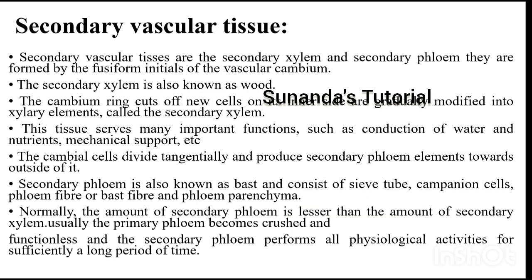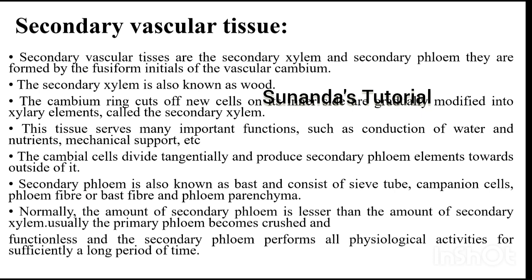Next are the secondary vascular tissues. These are secondary xylem and secondary phloem. They are formed by fusiform initial. The secondary xylem is known as the wood. The cambium ring cuts off new cells on its inner side, gradually modified into xylem elements called secondary xylem. This tissue serves many important functions like conduction of water and nutrients. It also provides mechanical support to the plant.